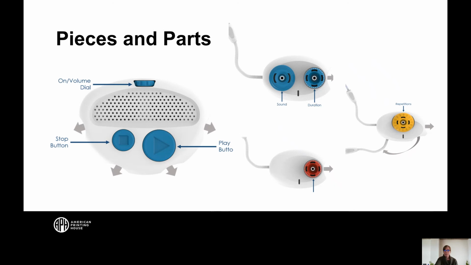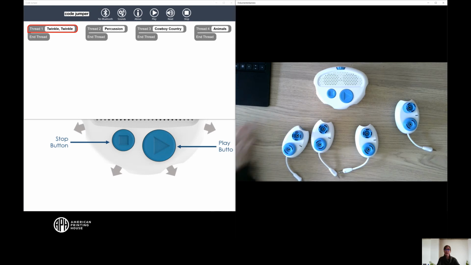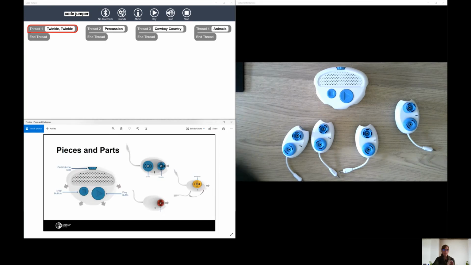So I'm changing my screen to be the CodeJumper app. We're going to have a document camera showing my actual CodeJumper. And we are also going to just have a picture of this, just of all of our pieces and parts.